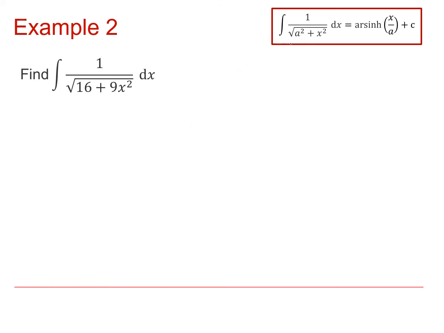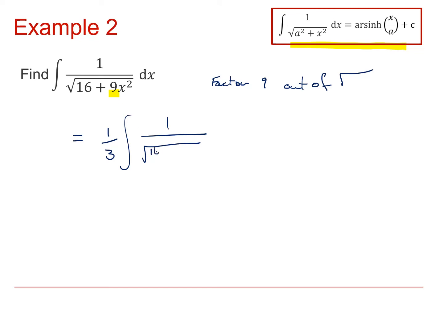So let's have a look at this example. It's not quite in the same format as we've got up here. We've got just a coefficient of 1 for x squared, and here we've got a coefficient of 9, so we need to deal with that. To do that, we're going to take a factor of 9 out of the square root. And remember that when the factor 9 comes out of the square root, it'll be a factor of 3. So this will give me 1 over 3 times the integral of 1 over, take a factor of 9 out of this, that'll be 16 over 9 plus x squared dx. And this now is in the same form as we've got up here, but with a is equal to 4/3.